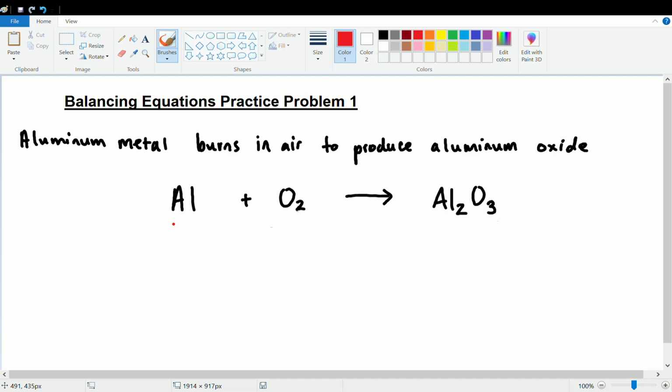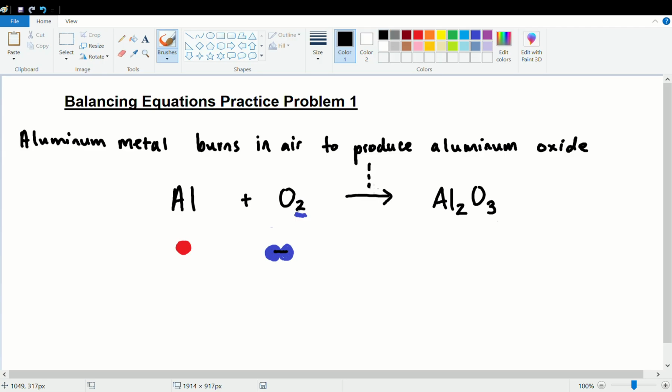So, the first strategy that I like to use is to give each element a color. In this case, I'm going to draw aluminum in red, and then I'm going to draw the oxygen atoms in blue. Now, I hope you're noticing that I'm connecting the oxygen atoms together. So this is two different oxygen atoms bonded together, and the reason I'm doing that is because there's a little 2 here. That little subscript means that those two oxygens are bonded together.